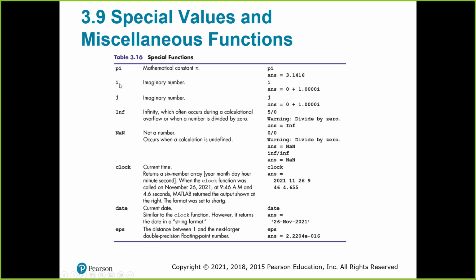I and j are imaginary numbers. I have a habit of using i and j as my index number in loops. I guess it's okay, but probably not good programming practice to overwrite functions. Inf means you've hit infinity, NaN is not a number. clock sets a variable to the current time, and if you do two of them, you can subtract them and find the time between them. date gives you the date. And eps is the distance between one and the next larger double precision floating point number.